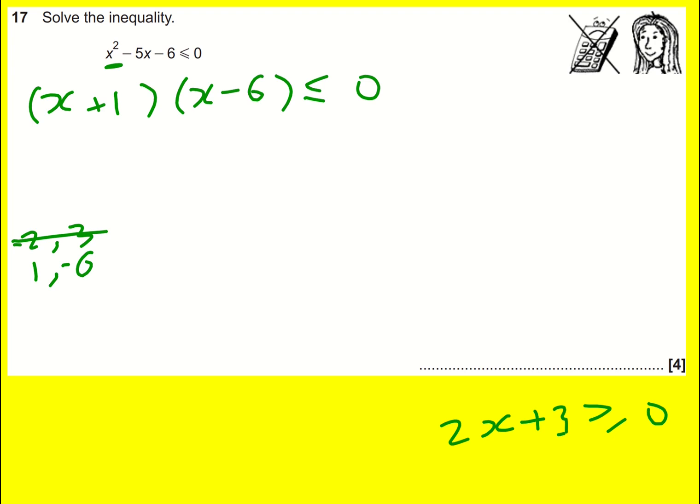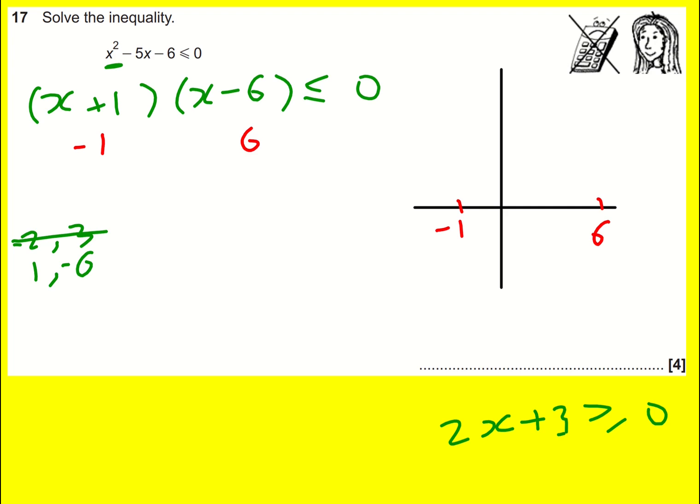But how am I going to do it from here? Well, what you have to do is have some knowledge on quadratics, and we're going to do a little sketch. So for this quadratic, if this was an equal to, I would get my roots as minus 1 and 6, because I'm basically solving x plus 1 equals 0 or x minus 6 equals 0. But my roots would be at minus 1 and at 6.